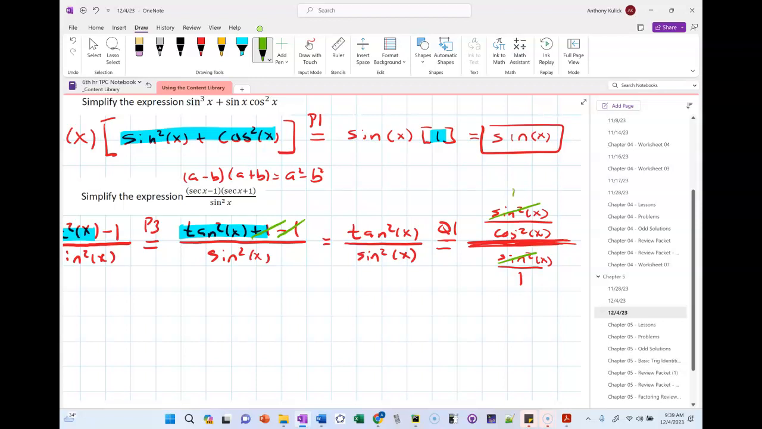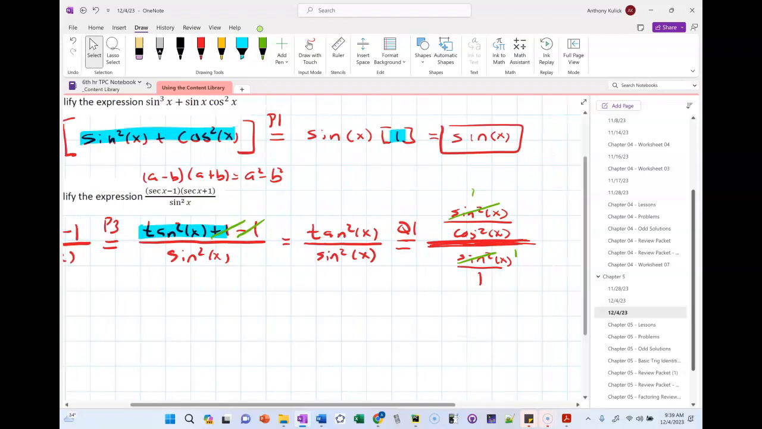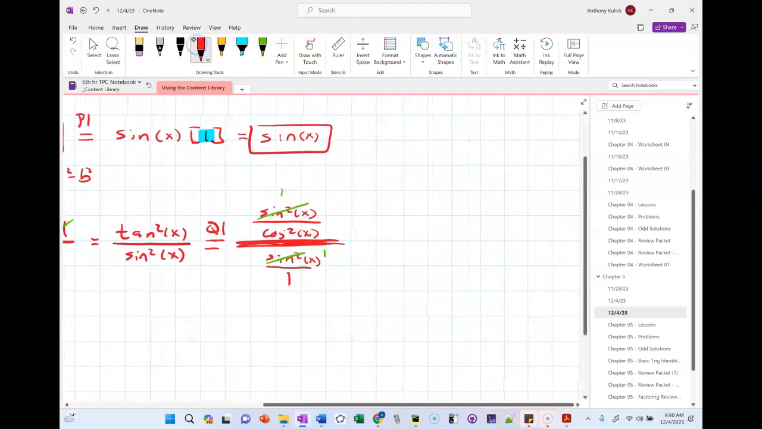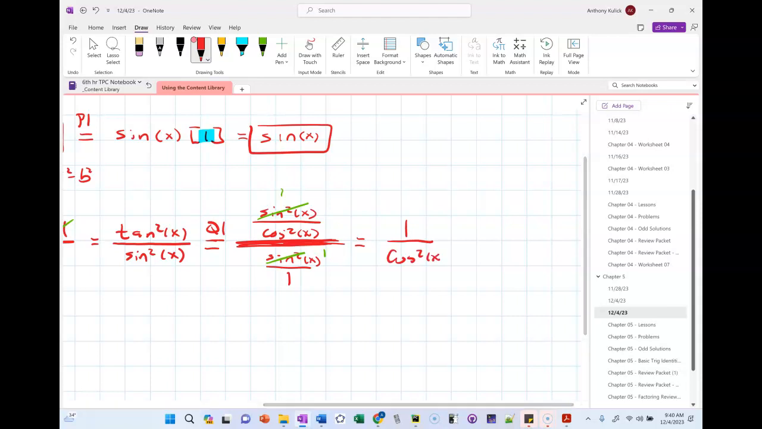1. So on top we have 1 over sine, or 1 over cosine squared, and on bottom we just have 1 over 1. So that's just going to simplify down to 1 over cosine squared, right? Is everybody okay with how we did that?